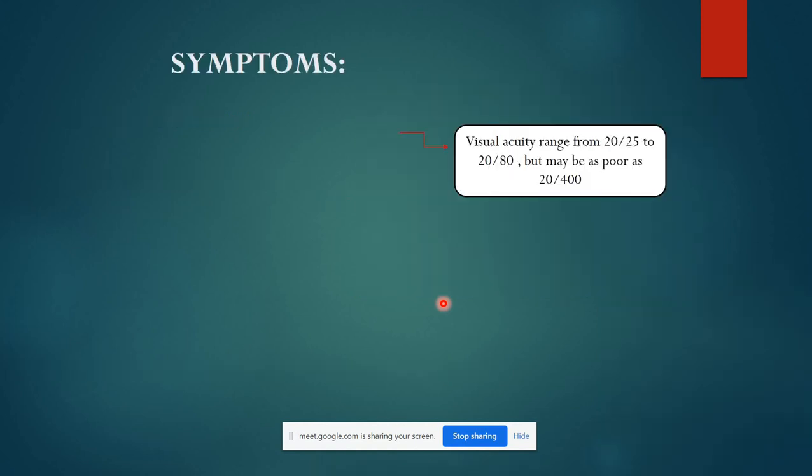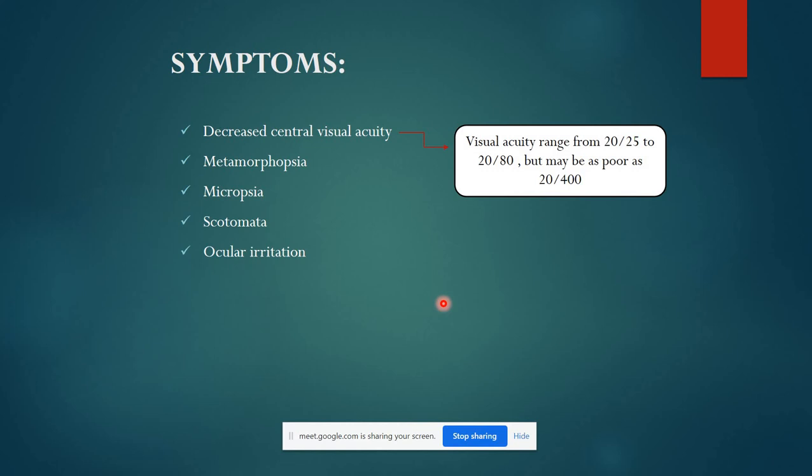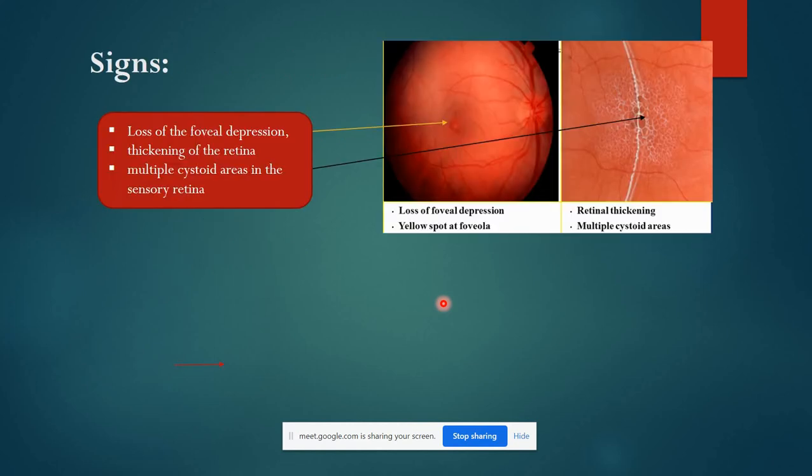Okay, so the symptoms the patient presents with: the patient would come with poor visual acuity, mostly the central visual acuity, and then there is metamorphopsia, where a straight line won't be seen as a straight line. So there is micropsia, which means the entire image will be seen smaller, then scotoma, where there will be a patchy area and there won't be any visual information in between. Then ocular irritation will be there, then photophobia will be there.